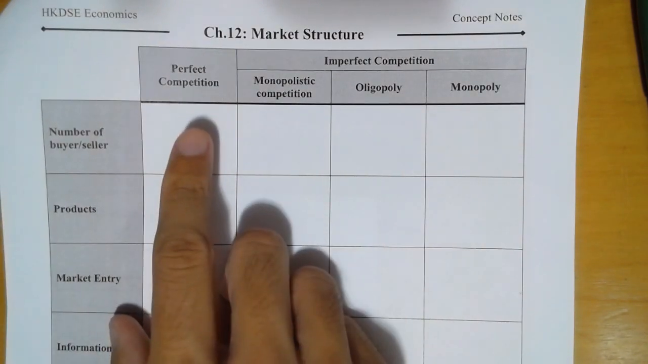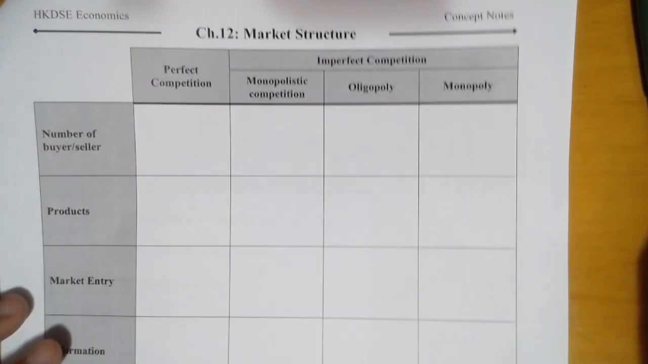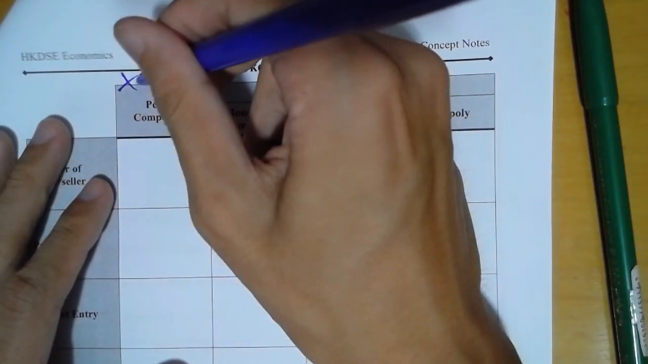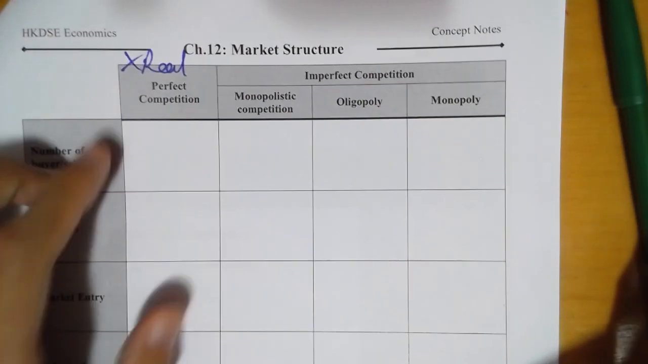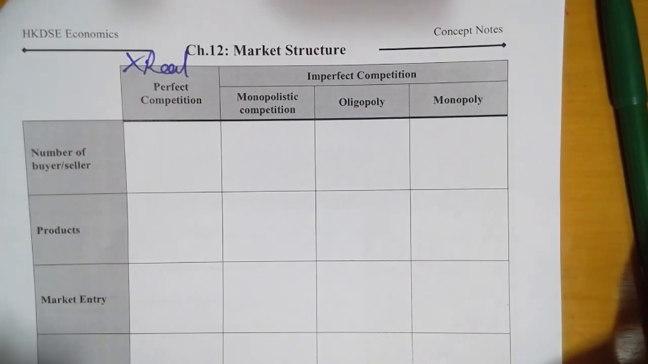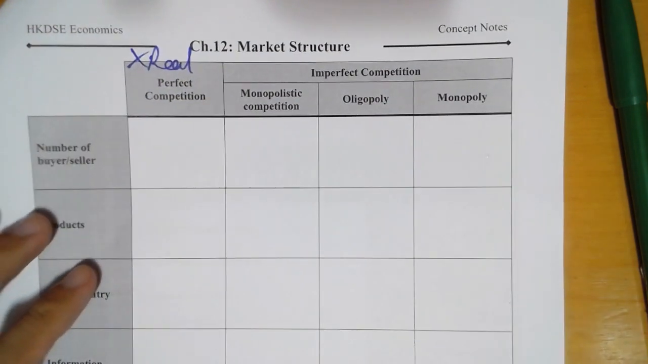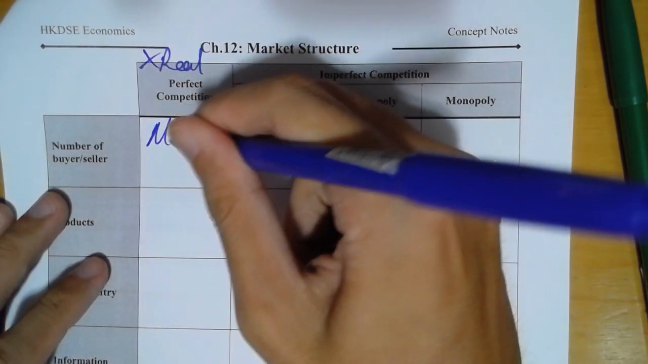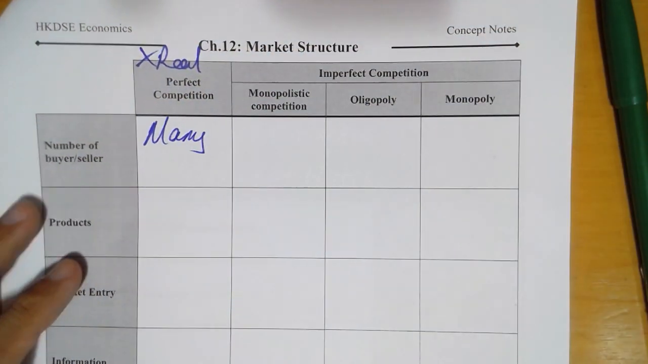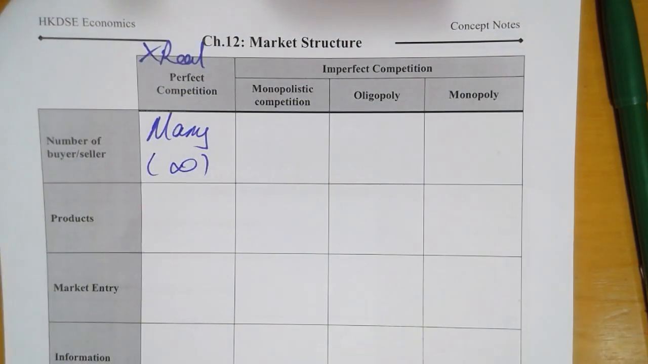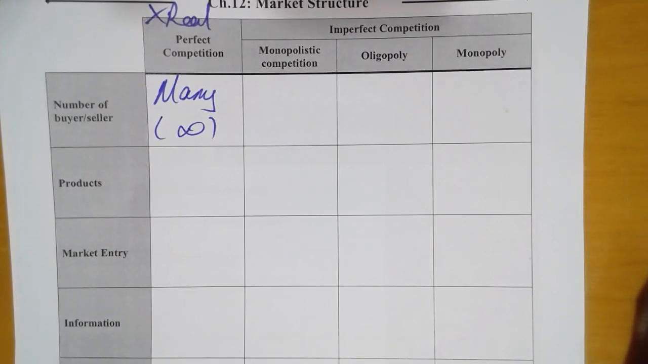First of all, let's look at perfect competition. Remember, we have no example in the real world. This is a theoretical reference. 呢個呢只係一個 theory 俾你做對比嘅啫。現實生活係冇 perfect competition 嘅，得唔得？ Here, number of buyers and sellers. We say there are many buyers and sellers. In fact, some would even argue it's infinitely many buyers and sellers.